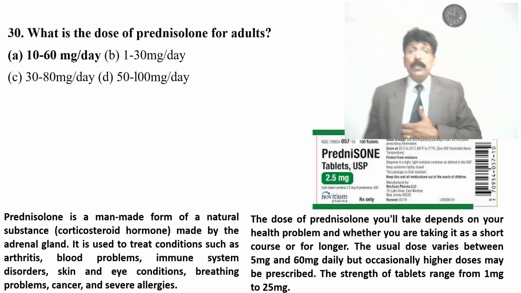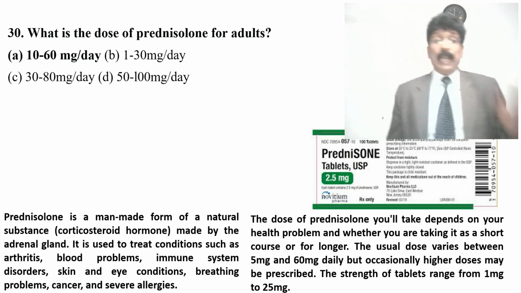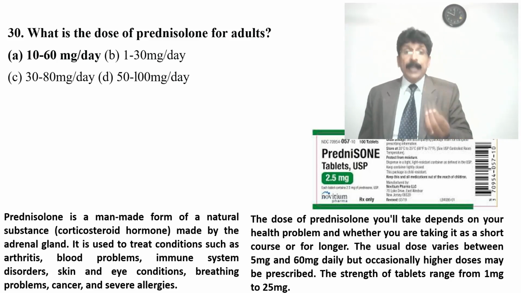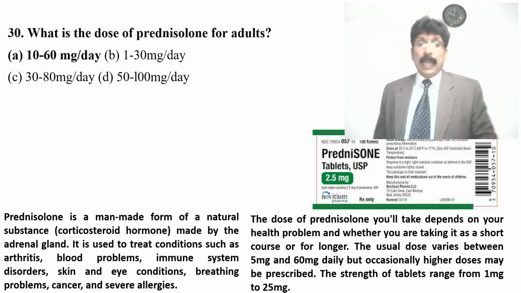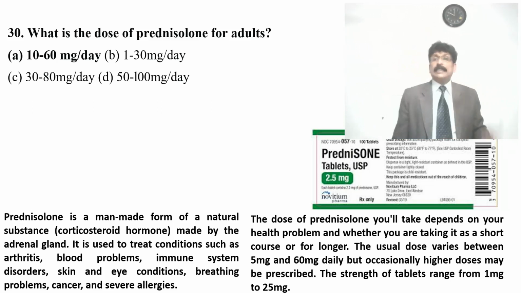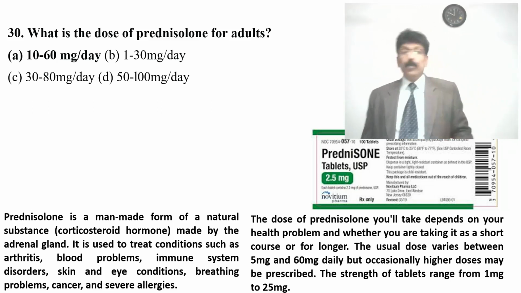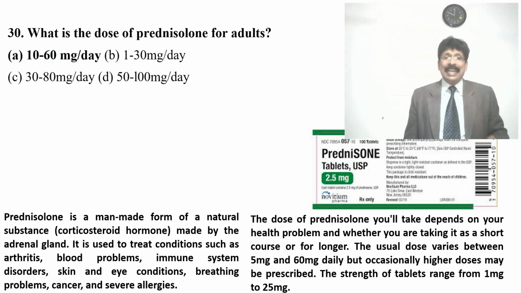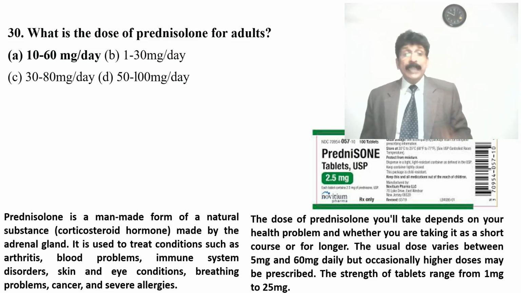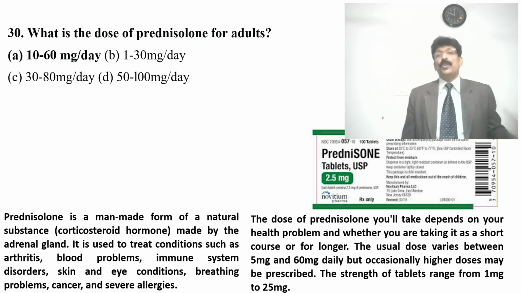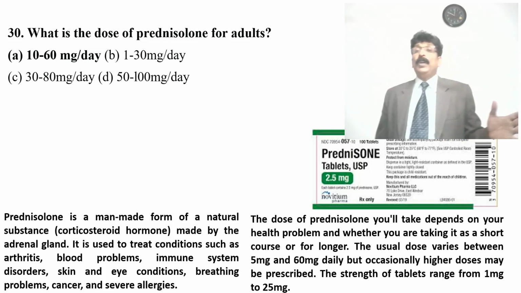Prednisolone is a man-made form of a natural substance, a corticosteroid hormone, made by the adrenal gland. It is used to treat conditions such as arthritis, blood problems, immune system disorders, skin and eye conditions, breathing problems, cancer, and severe allergies also. So it has a variety of treatments in which the steroid can be used.